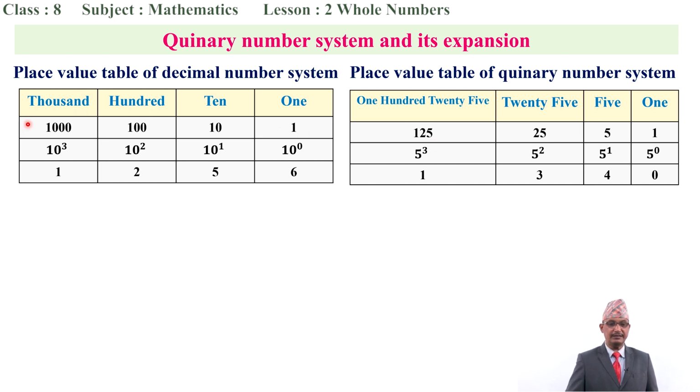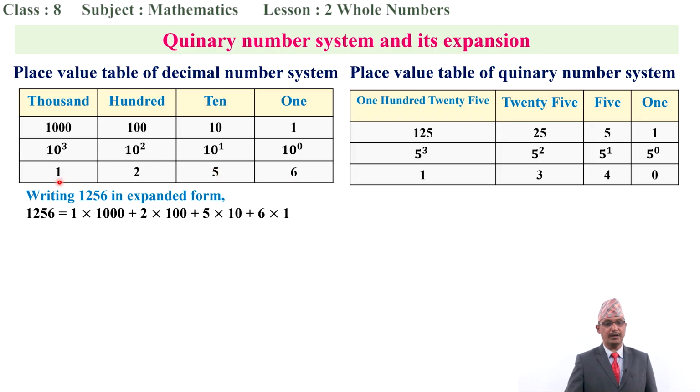Now, firstly we are writing this decimal number 1256 in expanded form. So we have 1 times 1000 here, plus 2 times 100, then 5 times 10, then 6 times 1 we have written from the table. So 1 times 1000, 1000 can be written as 10 cube, 2 times 100 can be written as 10 square, and similarly 10 can be written as 10 to the power 1, and 1 can be written as 10 to the power 0.